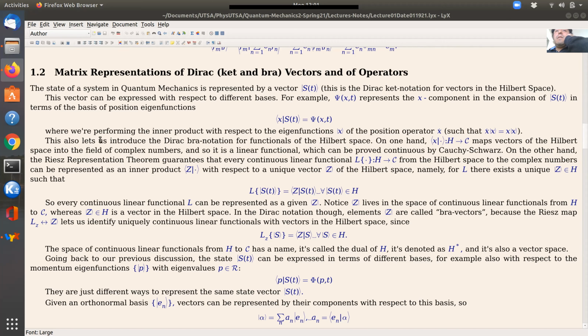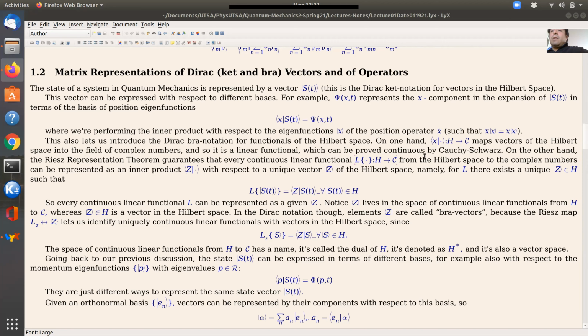So again, this also lets you introduce the Dirac notation for functionals on the Hilbert space, and this is the point that I was making before. So before, what we had is a vector, which is going to be called a ket vector in Dirac's notation. Now, how do we introduce the bra notation? Basically, let's say that you fix, for example, in the inner product, the left argument. And so you have a function which depends only on one element of the Hilbert space. So this maps a vector of the Hilbert space into the complex numbers. And so it's a linear function, right? Because we assume the linearity in the second component, which is going to be the argument for this.